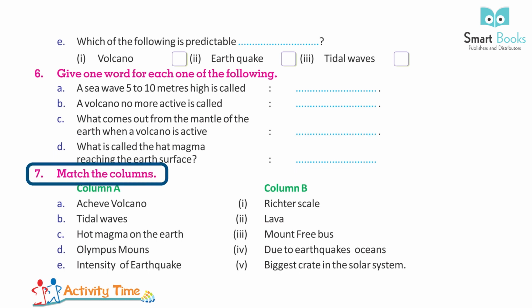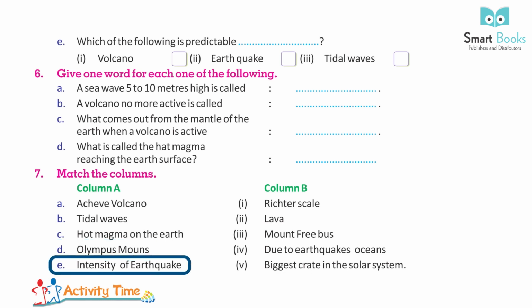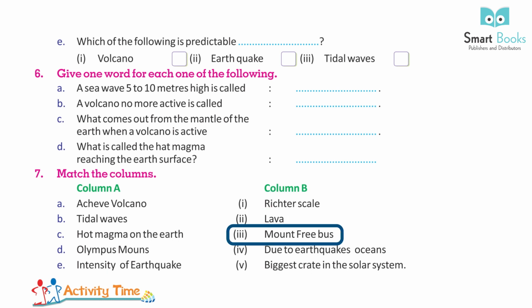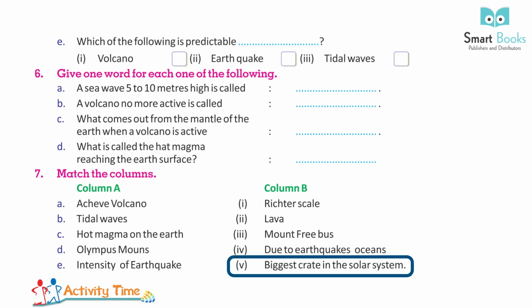7. Match the columns. Column A. A. Active volcano. B. Tidal waves. C. Hot magma on the earth. D. Olympus Mons. E. Intensity of earthquake. Column B. 1. Richter scale. 2. Lava. 3. Mount Erebus. 4. Due to earthquake in oceans. 5. Biggest craters in the solar system.